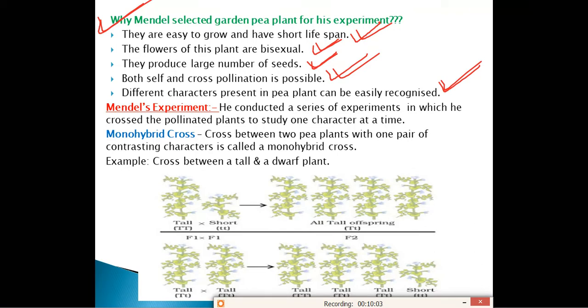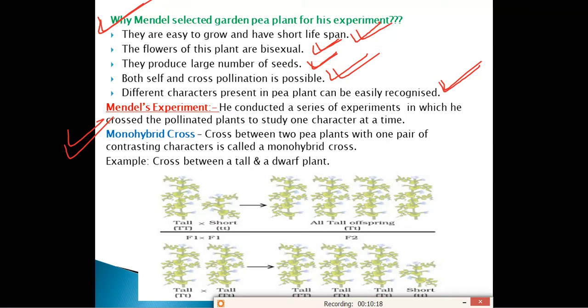Next, now let's study Mendel's experiment. He conducted a series of experiments in which he crossed pollinated plants to study one character at a time. So first of all, we'll read about the monohybrid cross, and after that we'll read about the dihybrid cross.